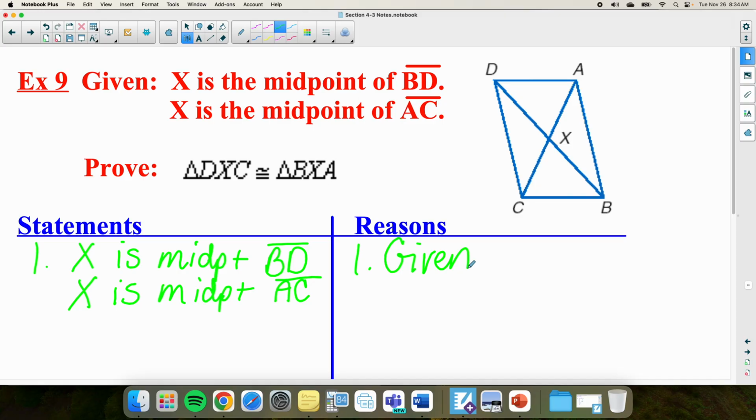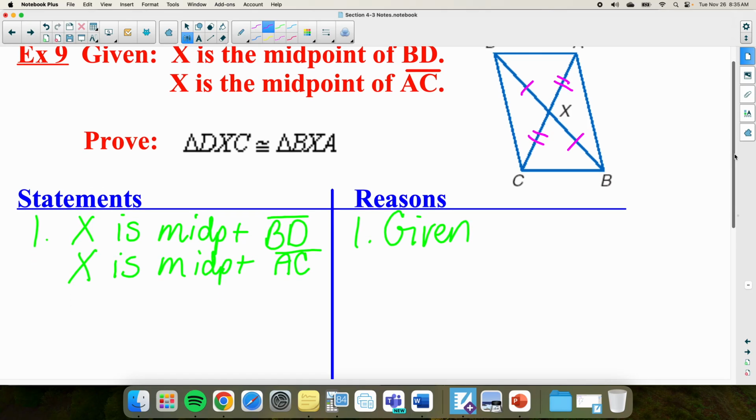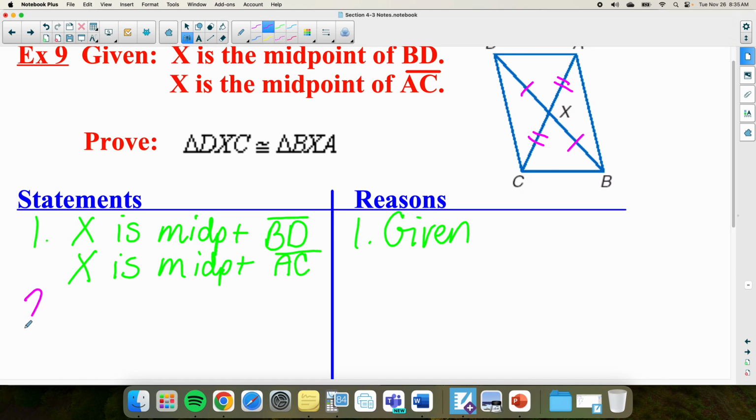Okay, now when they give you a midpoint, you're gonna have to have what step in your proof? Do you remember? Midpoint theorem, right? Midpoint theorem. So they're saying X is the midpoint of BD. That makes this congruent to that. Then they say X is the midpoint of AC. That makes this congruent to that. Okay? So that's what we're gonna write down next.